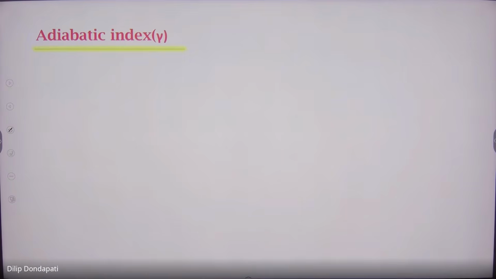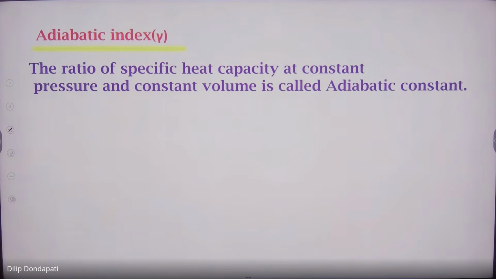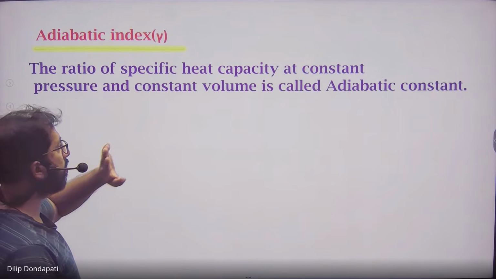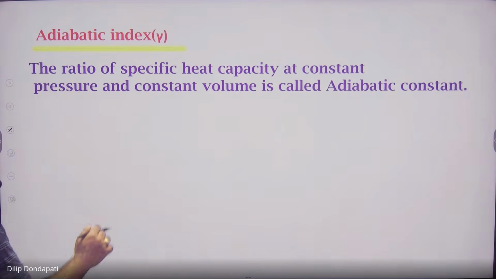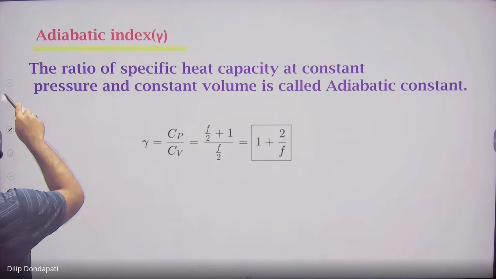Okay, now we have to know one terminology, the adiabatic index. Adiabatic index is also called the adiabatic constant. It is represented by gamma. What is gamma? The ratio of specific heat capacity at constant pressure to that at constant volume is called the adiabatic constant or adiabatic index. That's nothing but Cp by Cv, right?